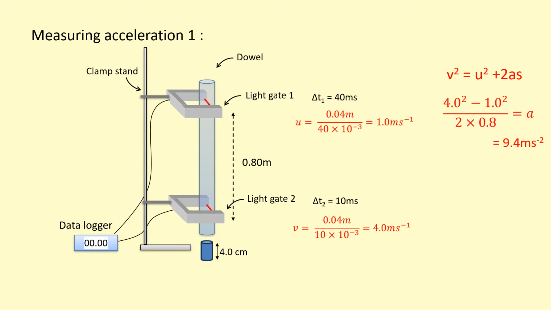Maybe because there was a bit of air resistance, or maybe because there's some friction between the dowel and the transparent tube, the acceleration is not 9.81.